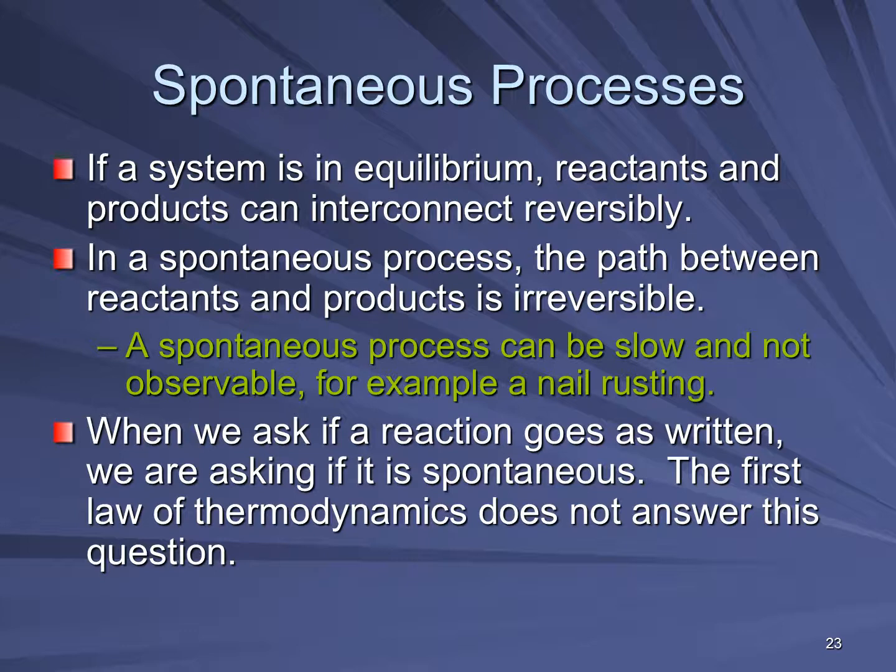Now, if a system is in equilibrium, reactants and products will interconnect reversibly. So if you're at equilibrium, you have a reversible situation. In a spontaneous process, the path between reactants and products is irreversible. And just note that a spontaneous process can be something that's slow and not necessarily observable.